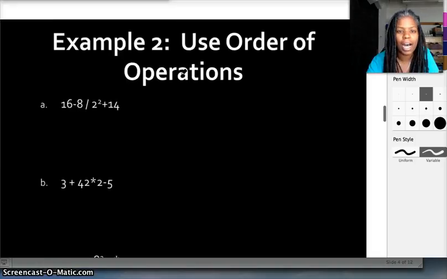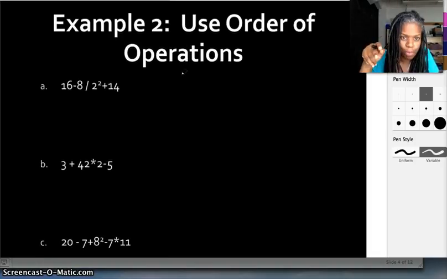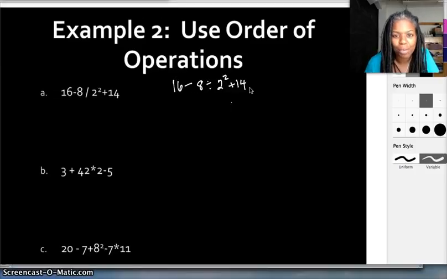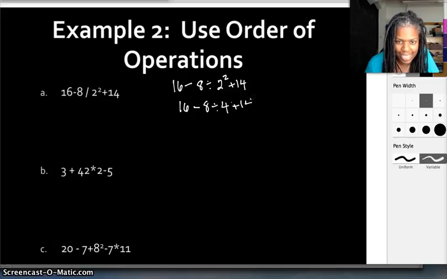Now, for this example, we're going to evaluate some more expressions, but this time we're going to use order of operations. So we need to keep our heads about us. What we're looking at is a whole lot of stuff going on. I'm going to rewrite this so it looks a little bit more like what your textbook has. When you have a problem written out like this, you need to keep in mind order of operations. So I'm thinking parentheses, don't have any. Exponents, I do have that here. So I'm going to write 16 minus 8 divided by, handle the exponents, 4 plus 14.